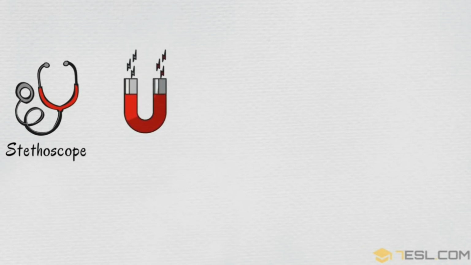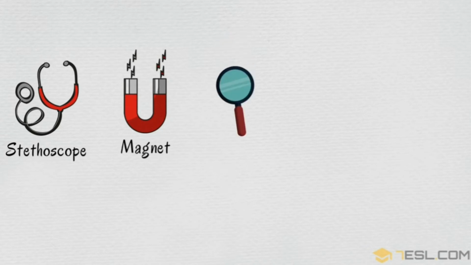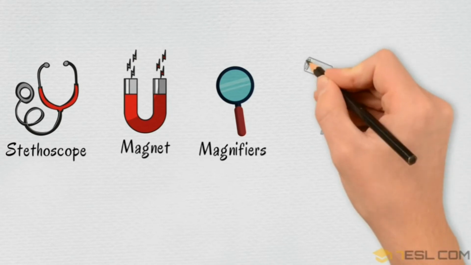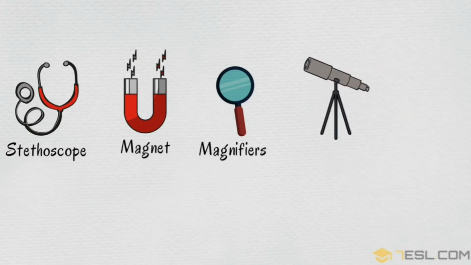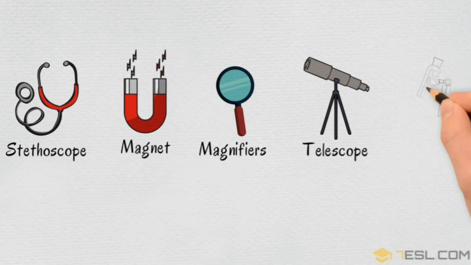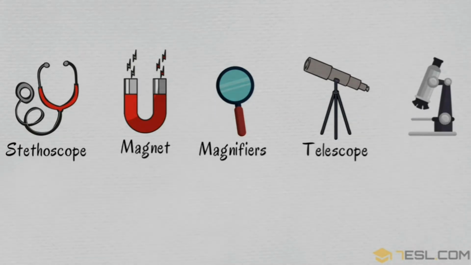Some of the other things you can find are a stethoscope, a magnet, a magnifying glass, or the hand lens. And in some labs, they also have a telescope. And finally, the most important thing is the microscope.